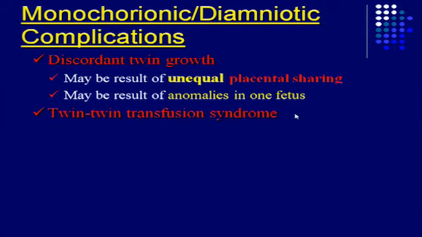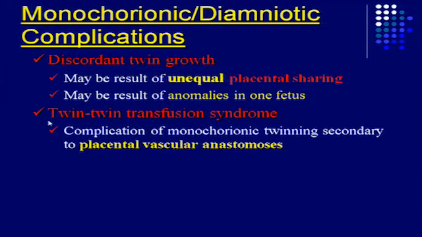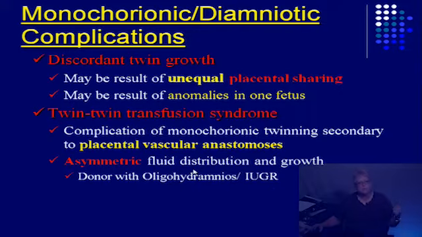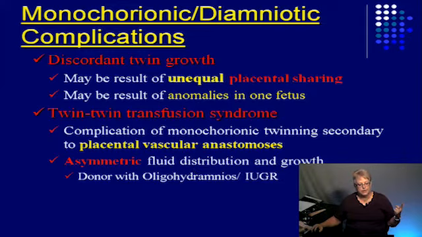You can have twin-to-twin transfusion syndrome, which is when you have an unequal sharing of the placenta because of the placental vascular anastomosis. You have asymmetrical fluid distribution and growth. The donor twin would be the one that's pumping some of its blood over to the other baby. And so that baby is going to have oligohydramnios and growth delay. So the first thing we notice is the decreased fluid and then a small stomach, small bladder.